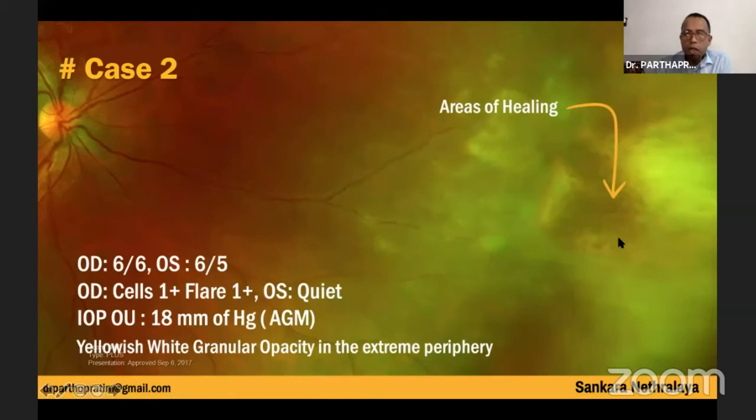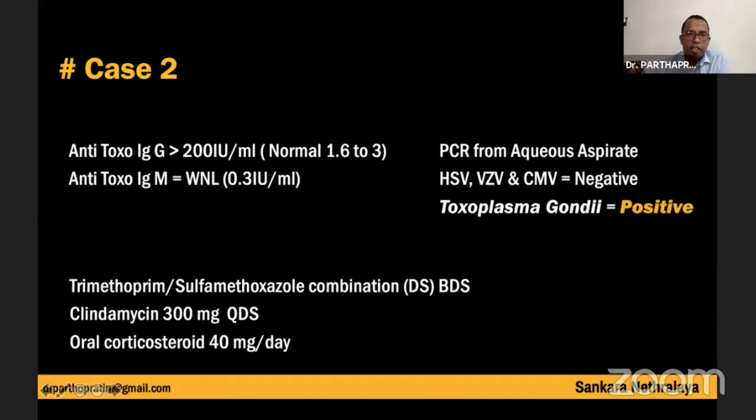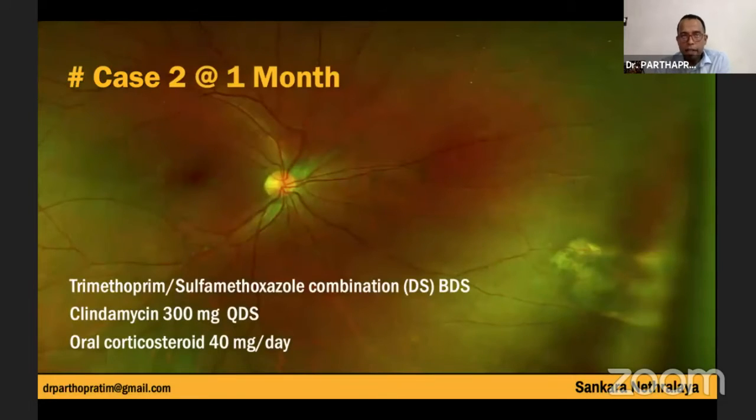So we started investigating the patient. The patient's toxo IgG was highly raised, whereas the IgM was normal. The PCR from aqueous aspirate was negative for all viruses, but it was positive for Toxoplasma gondii. So the patient was started on anti-toxoplasma treatment, and after a month, you can see here, this was the response.